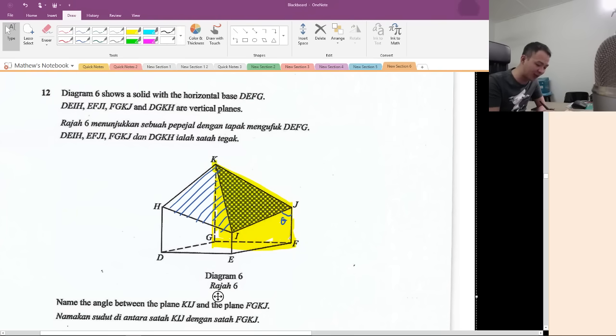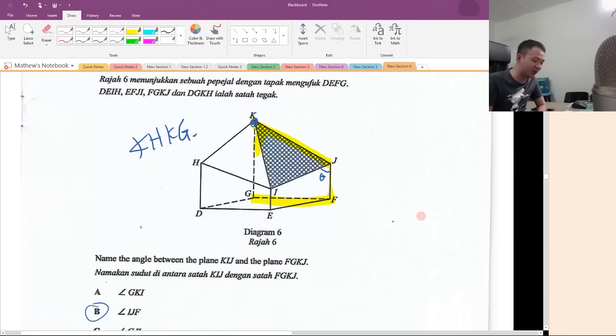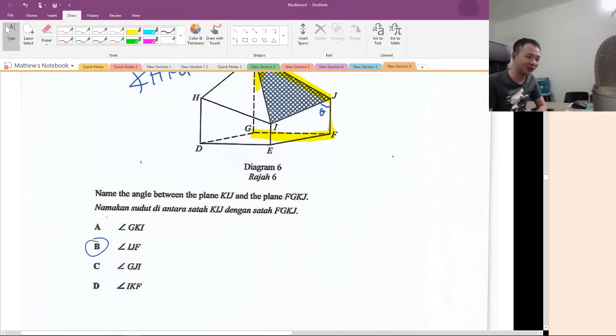If you're able to see it, you should know the angle is basically IJF. If you're not able to see it, maybe you will choose something like IKF, and assume the angle is at K. But because this plane doesn't have it, even if you choose K, the other answer would be HKG. But then you don't have HKG here for you to choose, right? So basically, the only angle you can choose for these two planes is IJF.